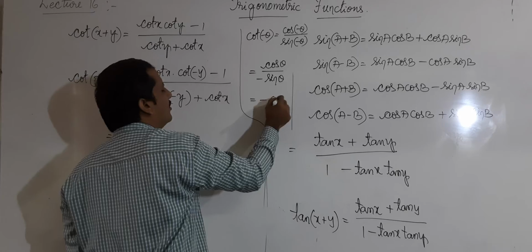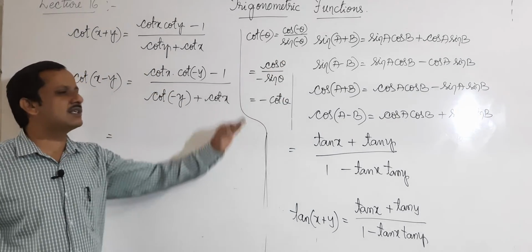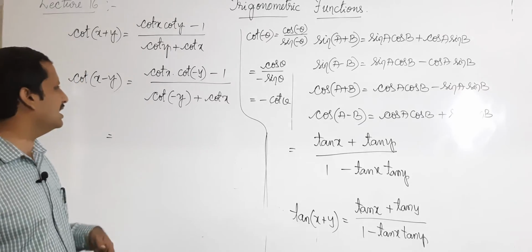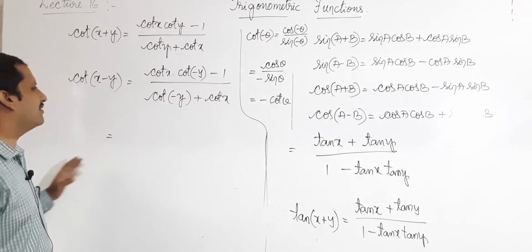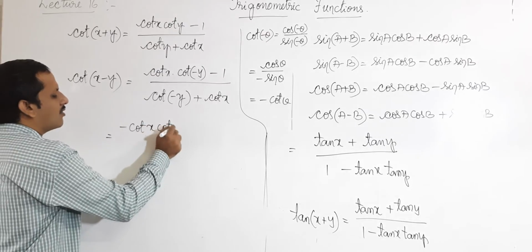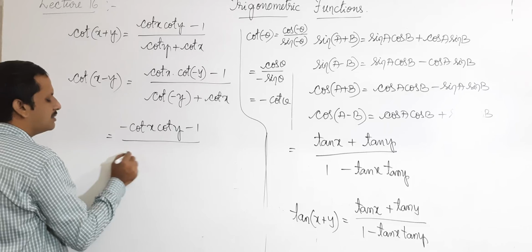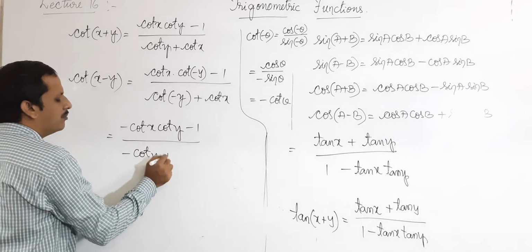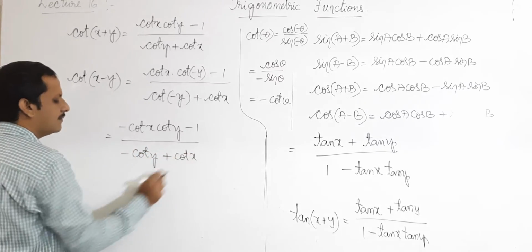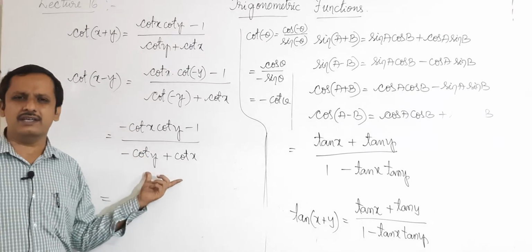So this will give you cos by sine, cot theta, so minus cot theta. Hence cot of minus theta is equal to minus cot theta. So cot of minus y will become minus cot y. This will become minus cot x cot y minus 1 divided by, here cot of minus y is minus cot y plus cot x. That's equal to, now I will take minus as a common factor here and cancel it.